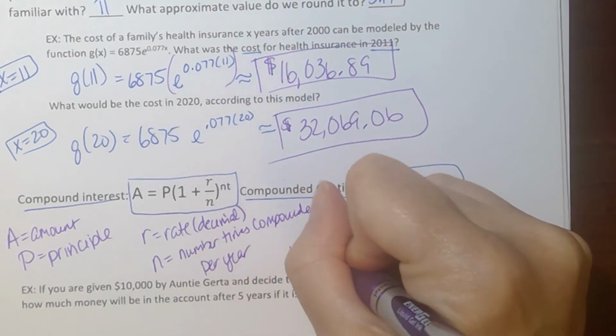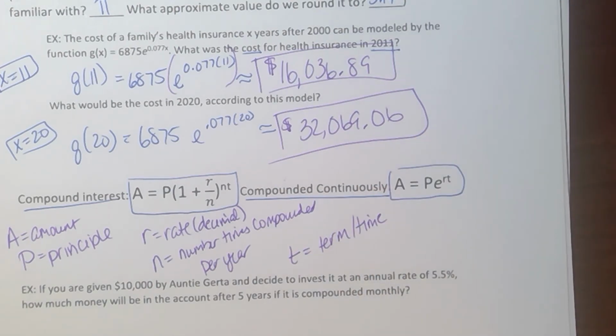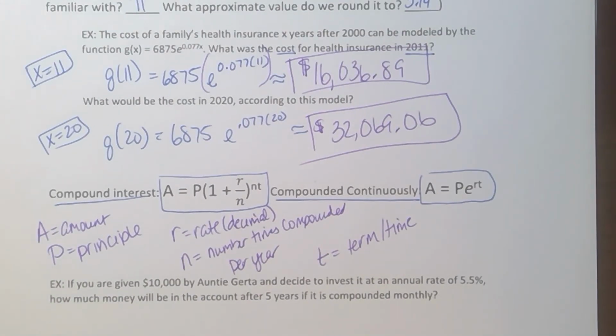Finally, T is the term of the investment, or time of the investment, and it's going to be in years unless you're told otherwise. For our purposes this semester, it's always going to be in years. So just be aware, FYI, if you were told 18 months, T is not 18. 18 months is a year and a half, so T would be 1.5.